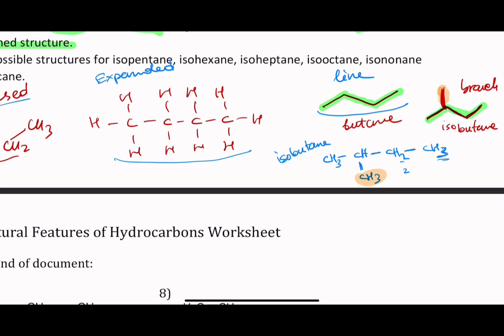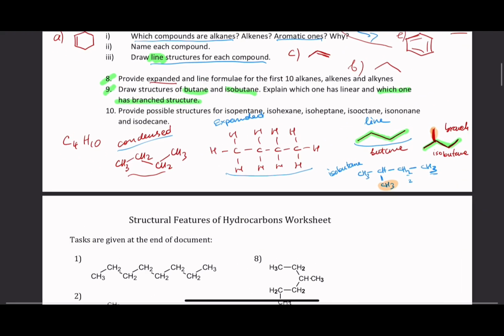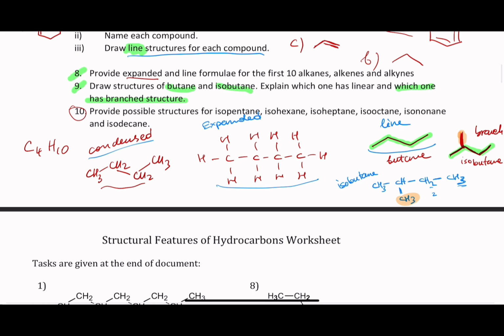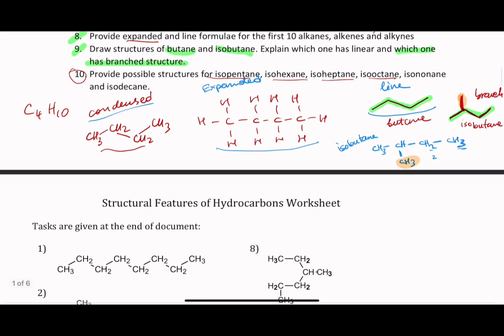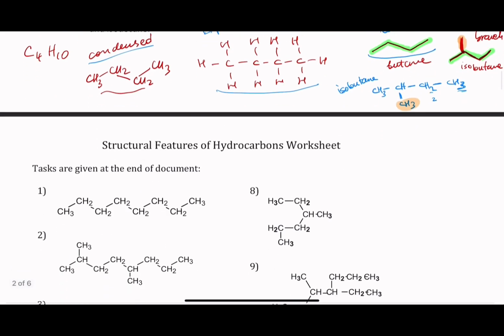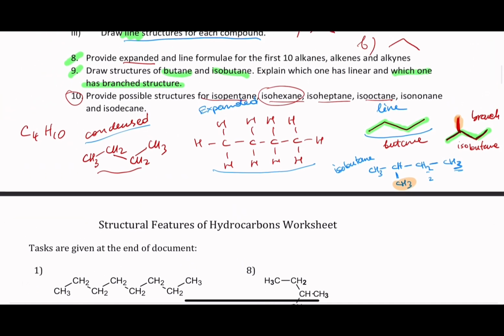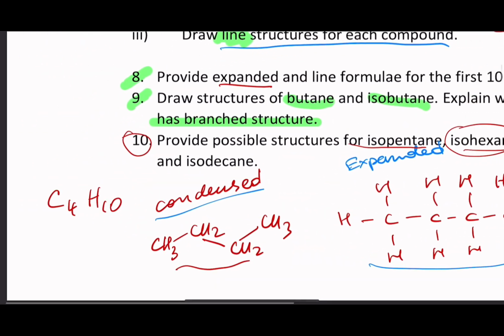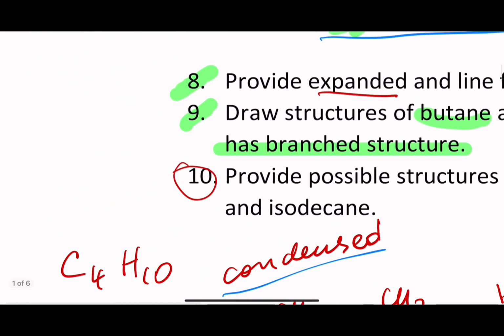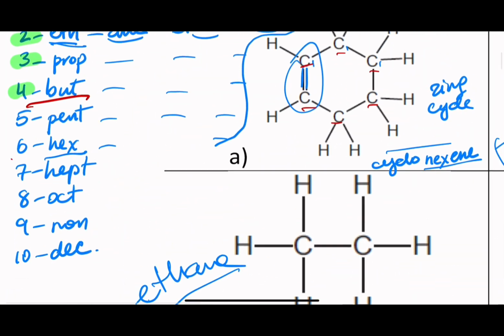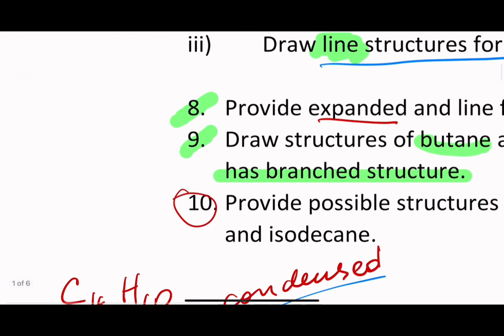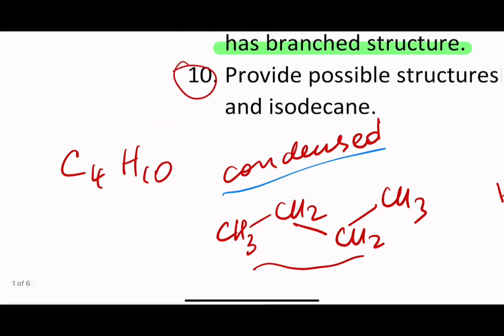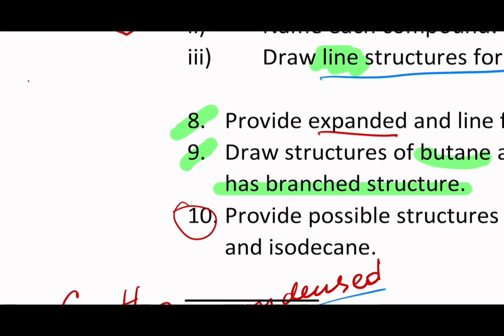Okay. So now it's asking us to provide possible structures for isopentane, isohexane, isooctane, nonane, and decane. I'm just going to draw isohexane, and then I'll leave the rest for you to do. So isohexane, hexane we said has how many carbons? We got 6, right? So isohexane will have 6 carbons.